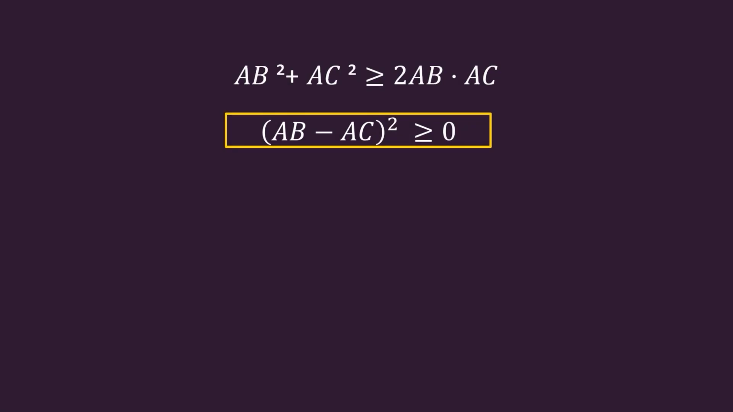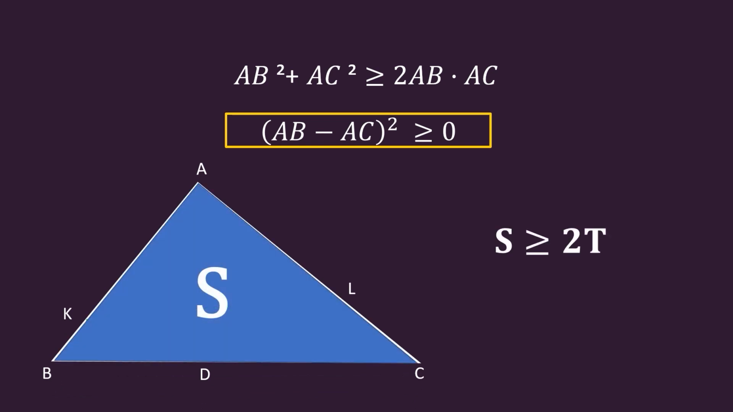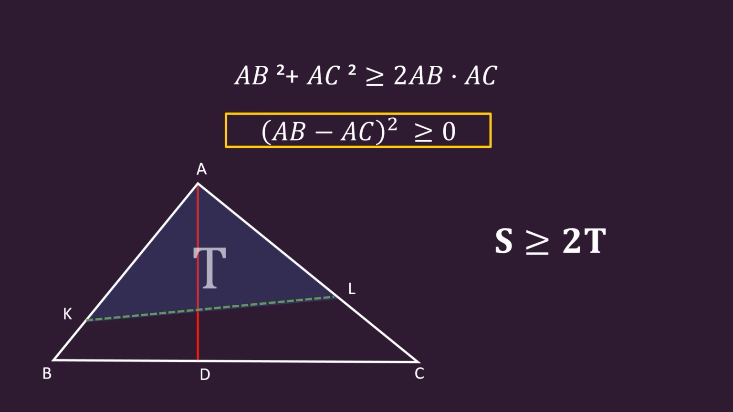It's always true because it's equivalent to the quantity AB minus AC, squared, is greater than or equal to 0. Since a squared number can never be negative, this statement is always true. And with that, we've proven that the area of the large triangle is always greater than or equal to double the area of the small triangle.